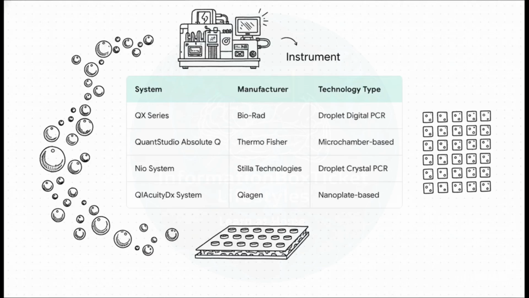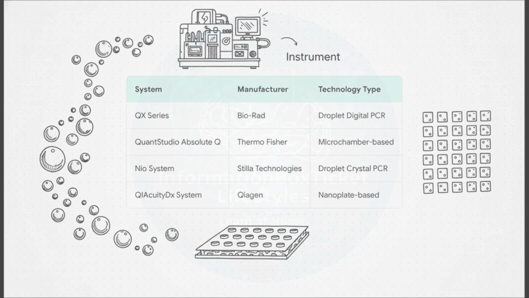And just to be clear, this isn't some pie-in-the-sky future technology. This stuff is real, and it's being used right now. This table just shows a few of the big commercial systems on the market, from major companies like Bio-Rad and Thermo Fisher. And you can see you've got both the droplet-based systems and the microchamber or nanoplate-based ones. These are the workhorses in labs today, pushing research and diagnostics forward.